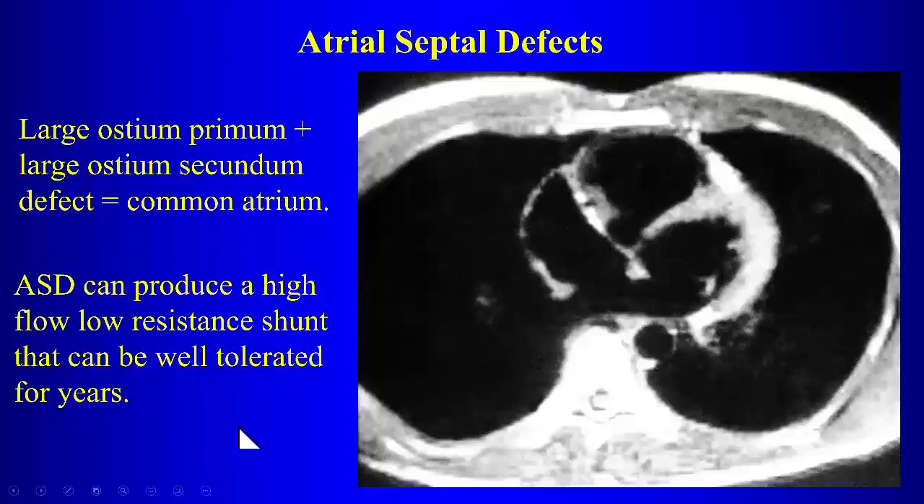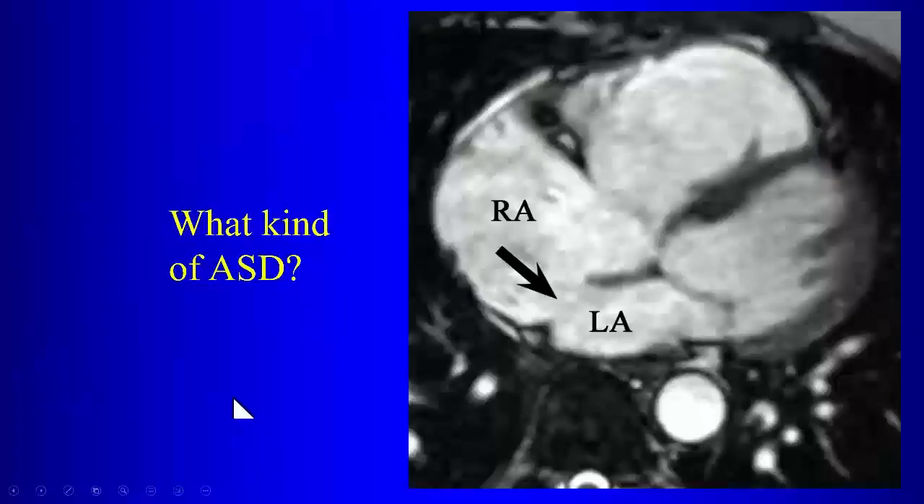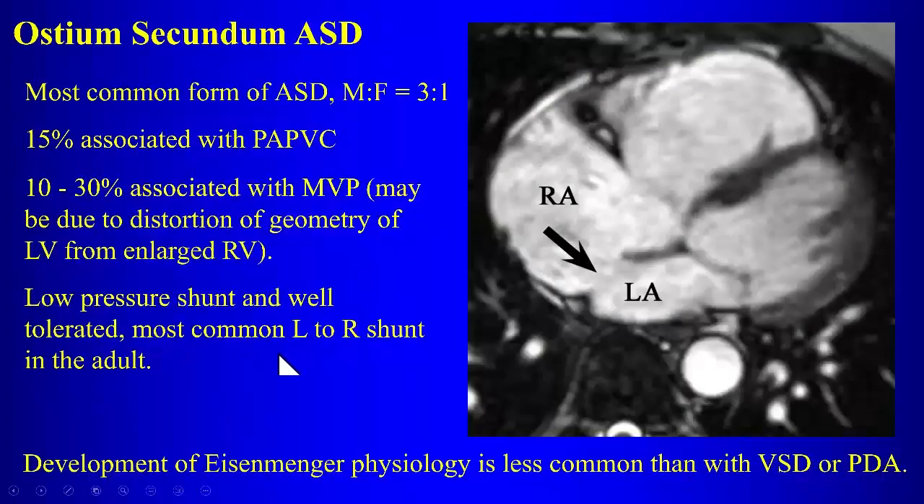As opposed to VSDs, if there's high flow, they can progress rather quickly to Eisenmengers, but ASDs can progress slowly, and actually this is the most common. The ASD is the most common of the left to right shunts that might present in the adult. Okay, so big hole in the center of the atrial septum. What kind of ASD? Secundum, right. So the secundums are the most common.